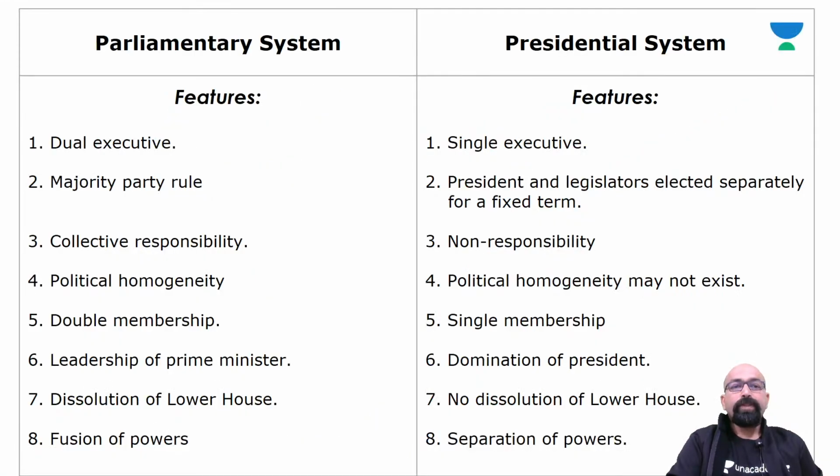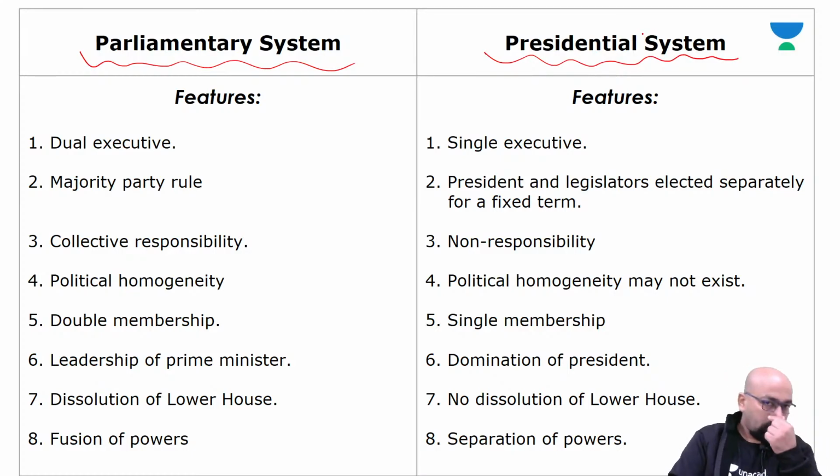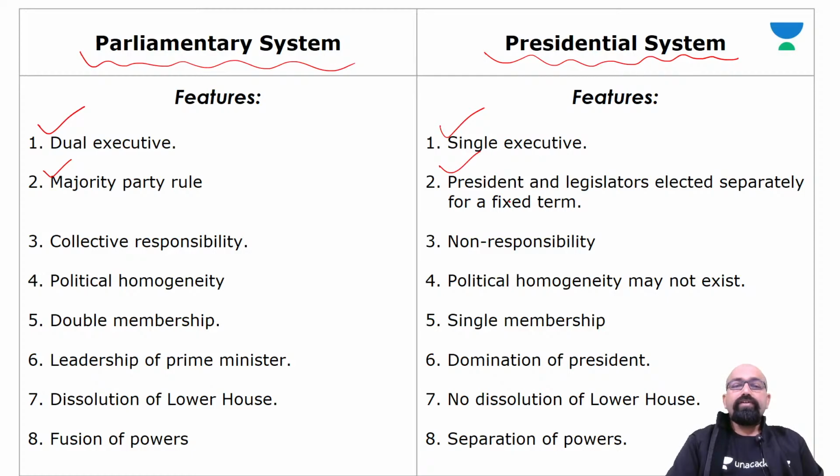Yes, guys. Now, parliamentary system. Now, we'll see the features one by one. First feature is dual executive, whereas in presidential system, it's a single executive. In parliamentary system, there is majority party ruling, that is ruling party, whereas in presidential system, president and legislator are elected separately for a fixed term.